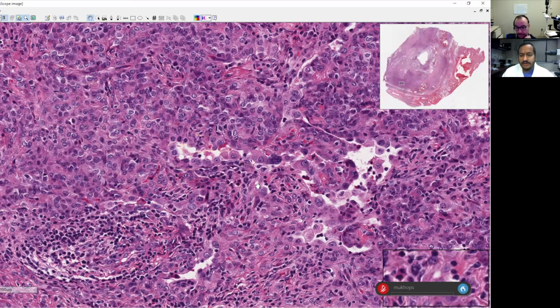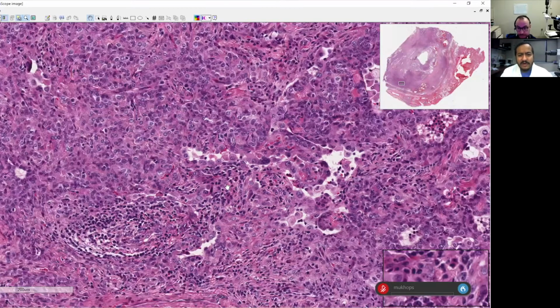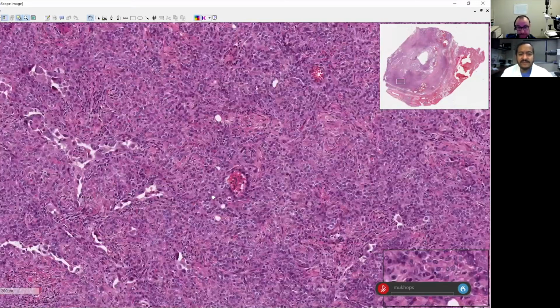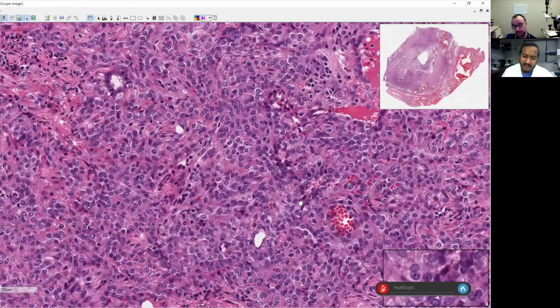So all you need really is a TTF1 and a keratin, right? What about if you had other differentials? If somebody, looking only at this population, was wondering, could this be a carcinoid tumor? What could you do to rule that out? Definitely, you could do some neuroendocrine markers to rule it out. To me, the chromatin's not perfect for it.